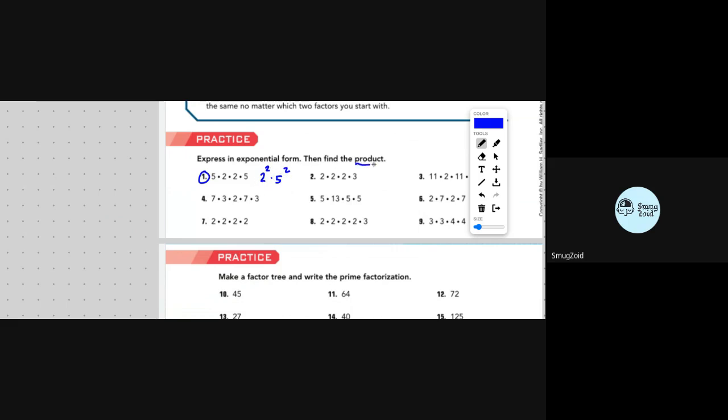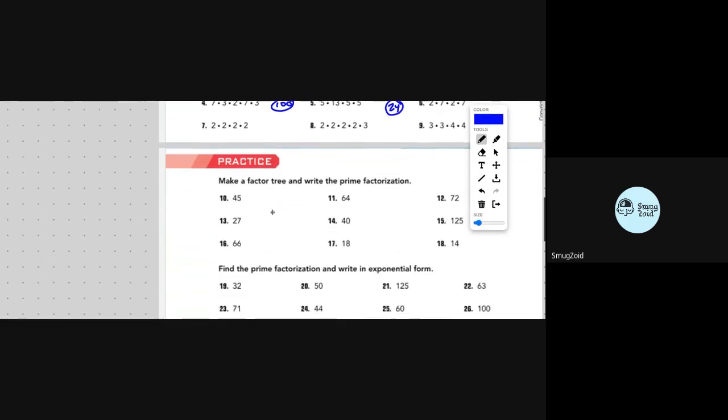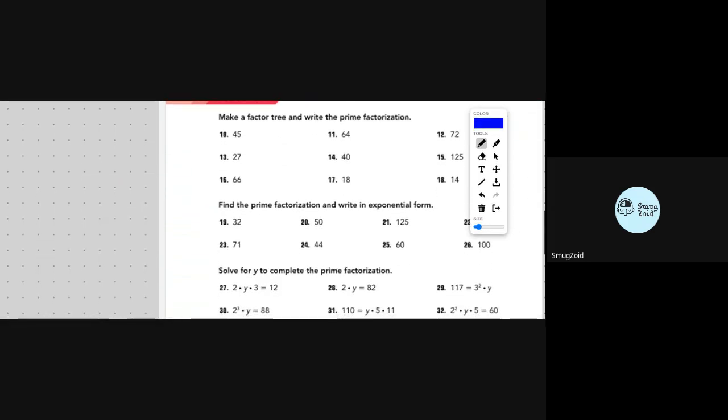And then it also says find the product. So I do have to find the answer. So 2 squared is 4, 5 squared is 25, and 4 times 25 gives you 100. So 1 through 9, that's 2 parts for each of these. Let's do another one together. How about we do number 2? So 2 is used 3 times. So that's 2 cubed times 3, which is only used once. 2 to the third power is 8. 8 times 3 is 24. So that's the answer to number 2. All right, you're going to finish those for me.